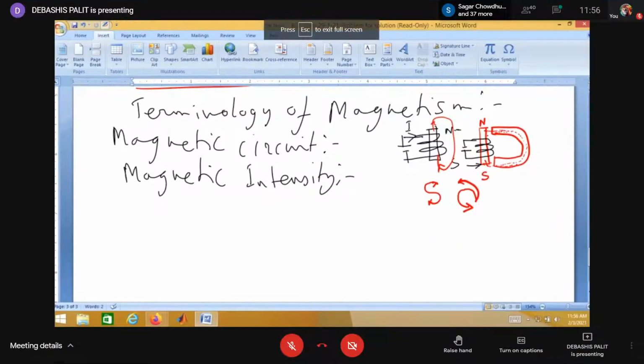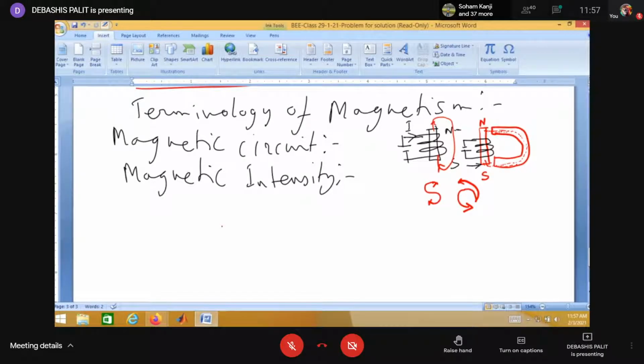Then the air medium opposes more than the magnetic material medium, so it is analogous to reluctance, just like resistance in the electric circuit. In the electric circuit, resistance opposes the current flow. In the magnetic circuit, the reluctance property opposes the flux flow. That is dictated by the permeability. When permeability is more, reluctance is less. When the permeability is less, reluctance is more.